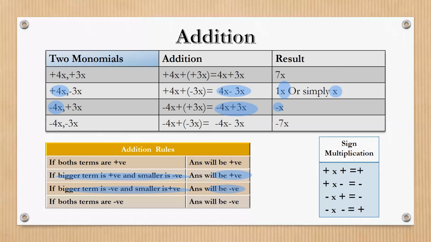Okay? 3x, 3 se bada 4 hai, right? When the bigger term is negative, we get the answer. Look at this answer. We get the answer negative.